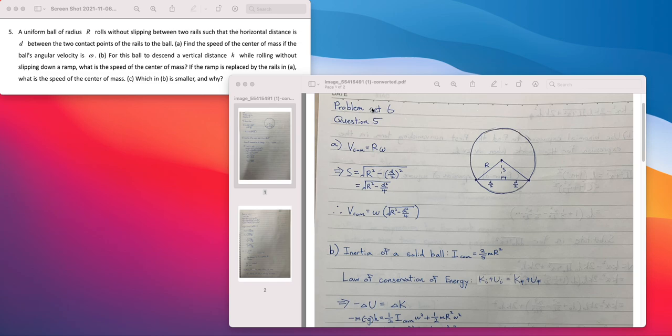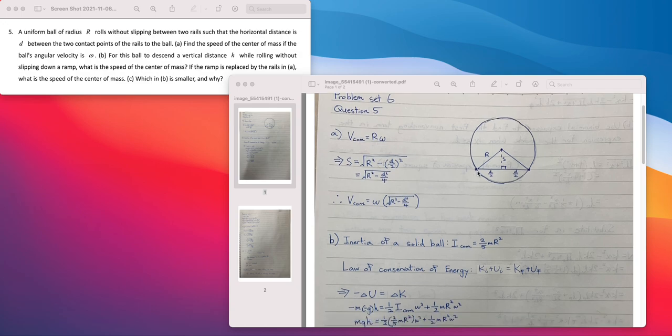I'll be doing problem set 6, question 5. For A, we have to find the speed of the center of mass if the ball's angular velocity is omega. We know that the velocity of the center of mass is equal to the radius times omega.